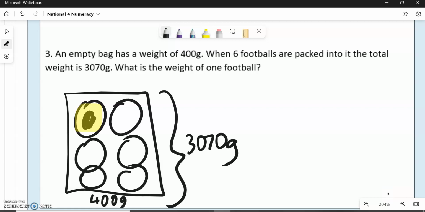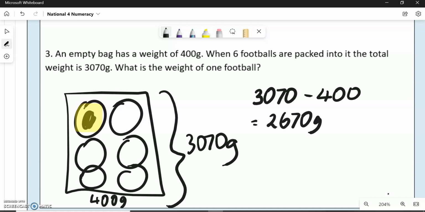Well, we're going to take the total weight, including the footballs, and subtract the weight of the empty bag. That will just leave the weight of the footballs. That is 2,670. So the 6 footballs weigh 2,670. So we want the weight of one football. So we will divide that by 6 to get 1. One football will weigh 445 grams.